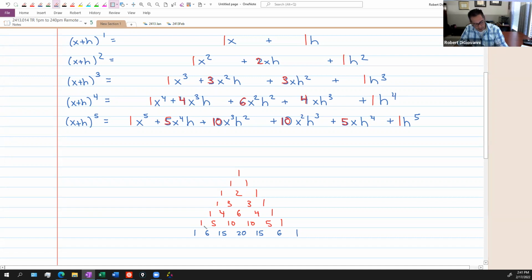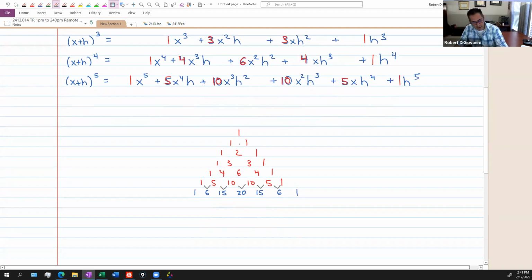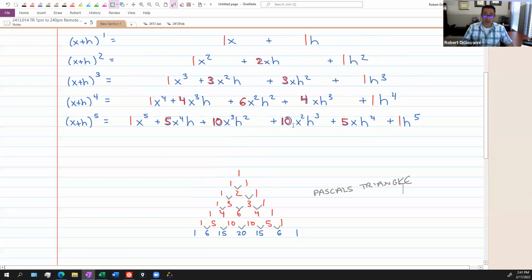To get the next number, it's always the two above it added together, and you always have 1s on the ends. If you start from the very beginning, you have a 1 and then 1, 1. Then 1 and 1 give you 2, and you always put 1s on the ends. Then 1 and 2 give you 3, 2 and 1 give you 3. Then 1 and 3 give you 4, 3 and 3 give 6. Got it? This is called Pascal's triangle.